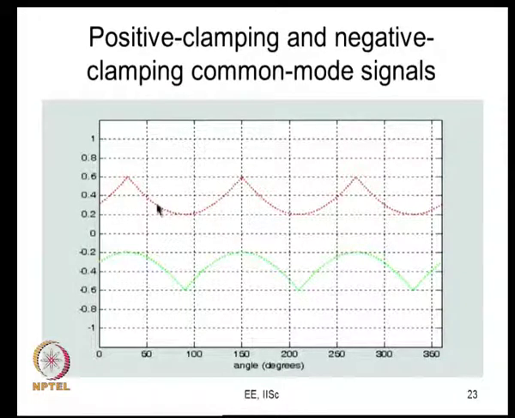So, this would clamp one of the phases to the positive bus, this would clamp one of the phases to the negative bus. So, you call them positive clamping and negative clamping common mode signals. What you would normally do, as we have seen, is follow this for some 60 degrees and another 60 degrees, so 60 and 60.